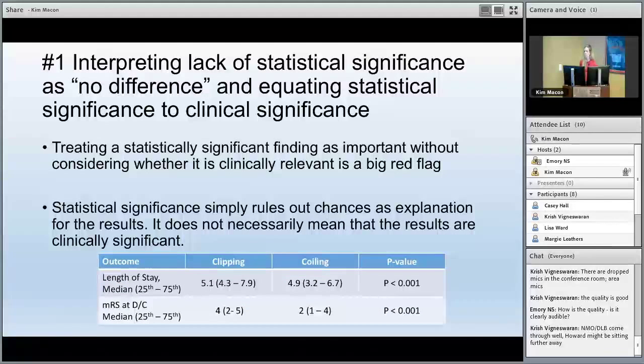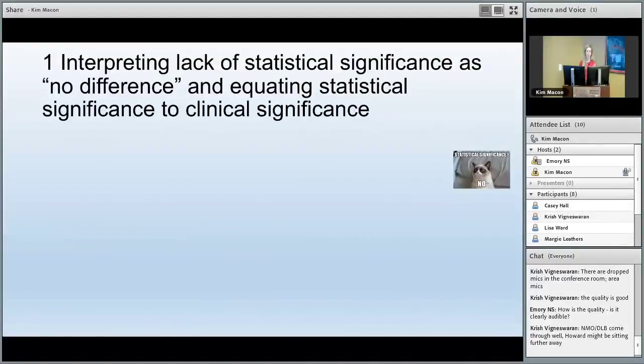So I made up some data. We're looking at length of stay between patients that are clipped versus coiled. Again, wow, highly significant p-value, but look at the difference. The median length of stay is 5.1 days versus 4.9. You didn't include all the readmissions. No. So again, they're 5 days each. They're not different from each other. Just because they're statistically significant doesn't mean anything, right? But then I can look at their modified Rankin scale at discharge and maybe argue that a 2-point difference on the scale is clinically significant. Again, purely made up.